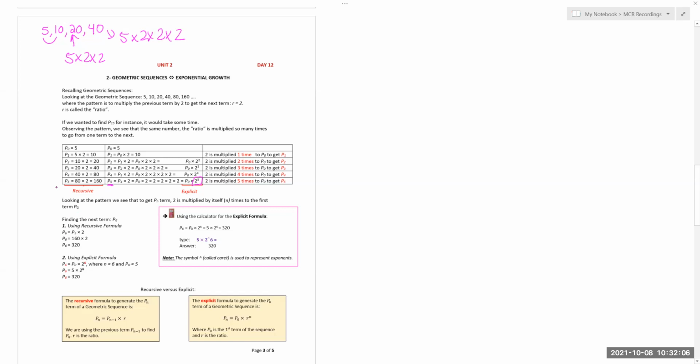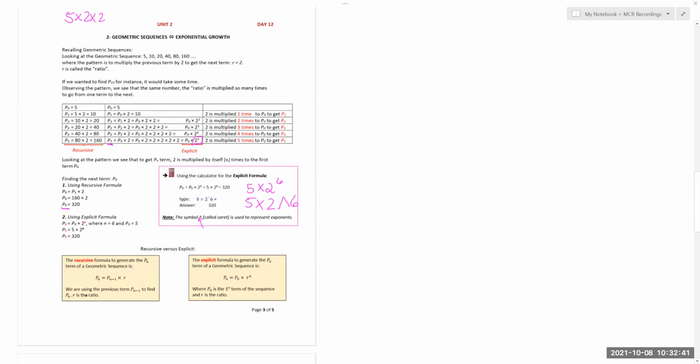And just to review, recursive uses the one before. Explicit gives you any point in time. So if we grabbed out this explicit formula because we wanted P6, that would be our initial value, 5 times 2, 6 times, or we could do the fifth term, the fifth one, 160 times 2. Now in the calculator, if you want to type in 5 times 2 to the 6th, it's 5 times 2 caret 6. And you need to have that button on the calculator. Otherwise, it's not going to be as fun.